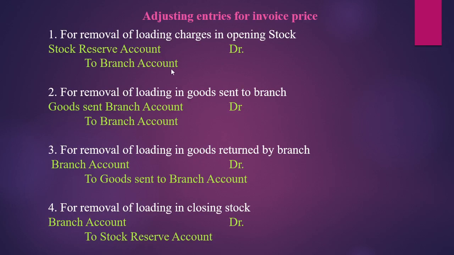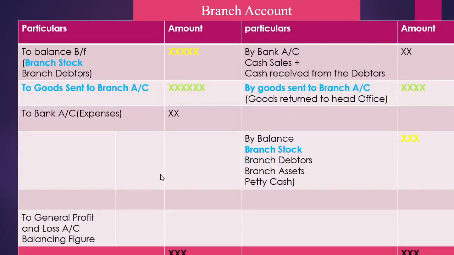So here you can identify, here we have a branch account debit entry, and a branch account credit entry. So here credit, here debit, and here debit. So these four entries that we should accommodate in the branch account. So let us see how we can accommodate here. So the first thing, the loading charges on the opening stock. For this, again we should cancel the loading charges on opening stock.